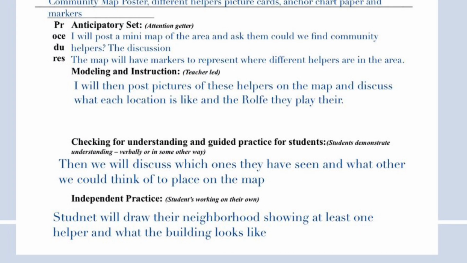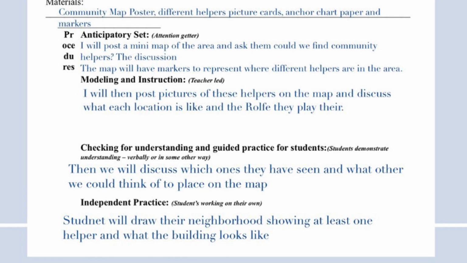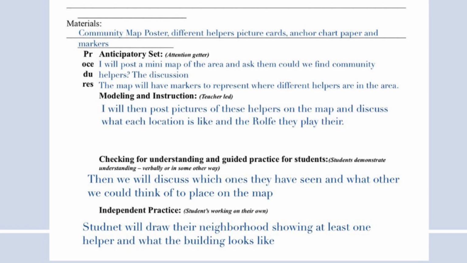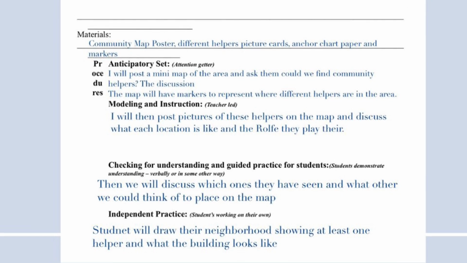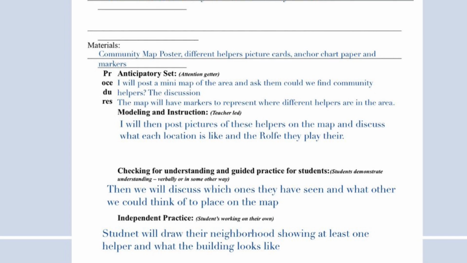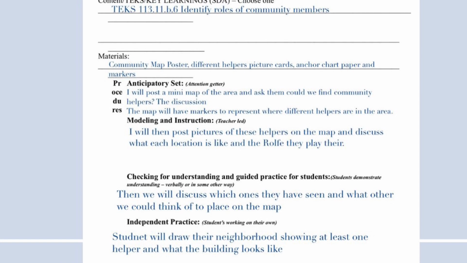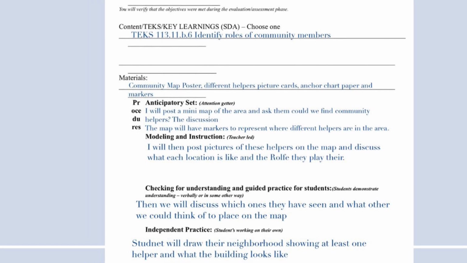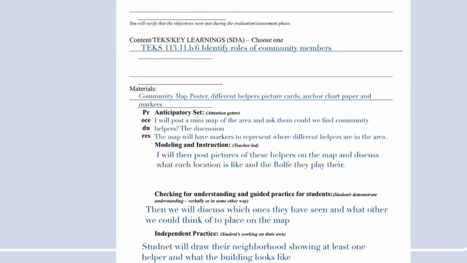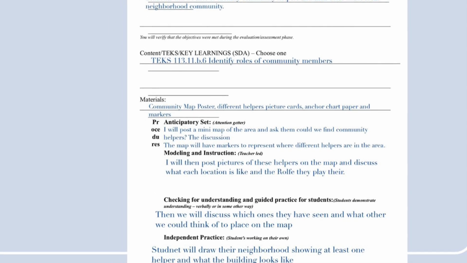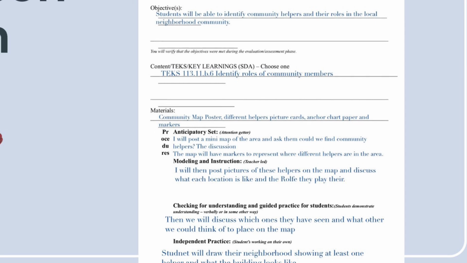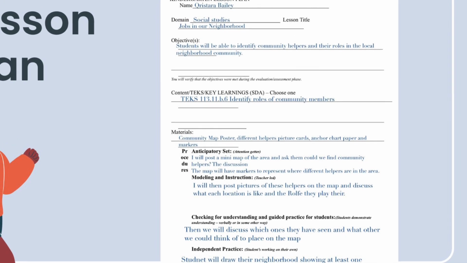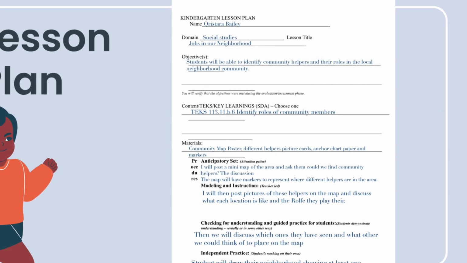For the next one, we're looking at social studies. We're going to be doing jobs in our neighborhood. Students will be able to identify community helpers and their roles in the local neighborhood community. We're going to be looking at a map. I will post a mini map and ask them to find where we can locate community helpers throughout our neighborhood. Then we will post pictures of helpers on that map while we discuss each one to kind of go through and know where we can find each one of these helpers, because they're usually found in specific places. Students will draw their own neighborhood and show at least one helper and what the building looks like for them in their community.